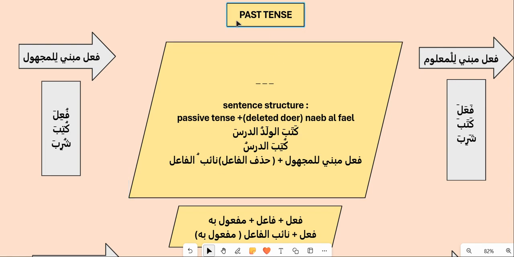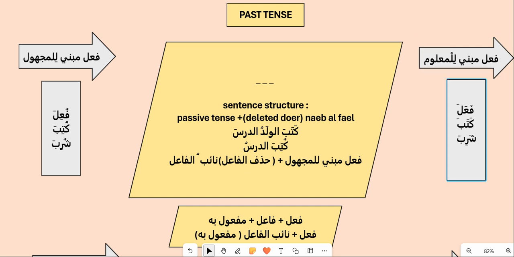Before I start this exercise, let's understand the rules, the grammatical way in which you make the structure of a passive tense. So let's go and check my whiteboard where I have prepared all these rules. First of all, we will do the past tense. In the past tense, let's first understand fail mabni lil ma'lum. So what is fail mabni lil ma'lum?